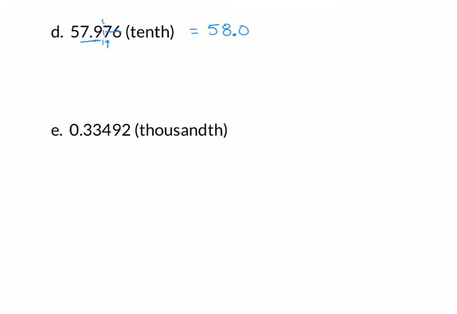Example E, 0.33492. My 4 is in the thousandths column. I'm going to put my dashed line. My 9 tells me to round up. So we get 0.33. We add 1 onto the 4. We get 5. And we discard the digits to the right.